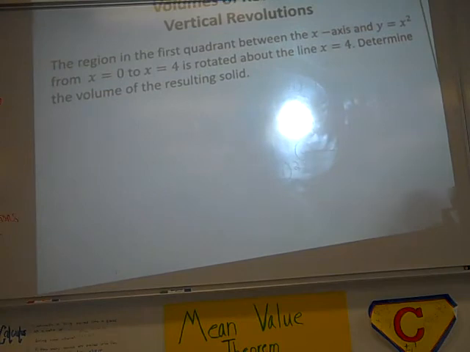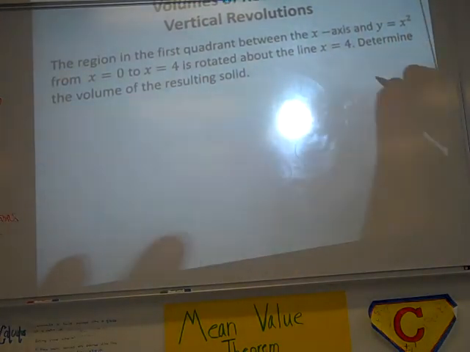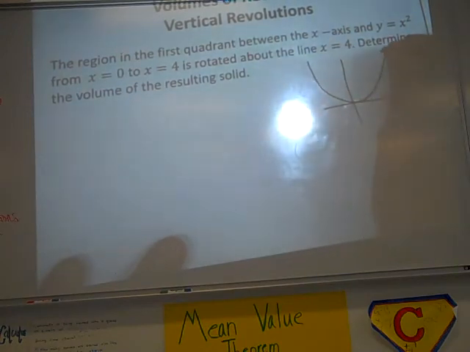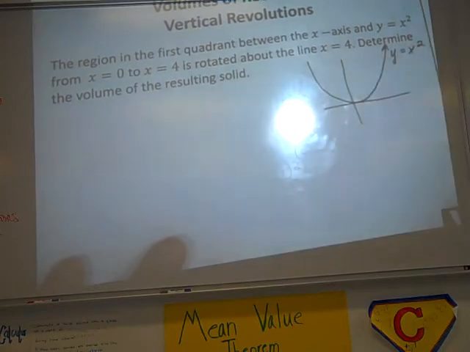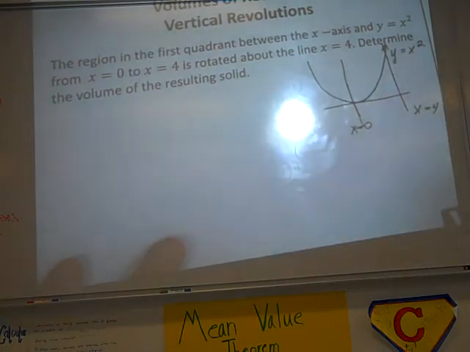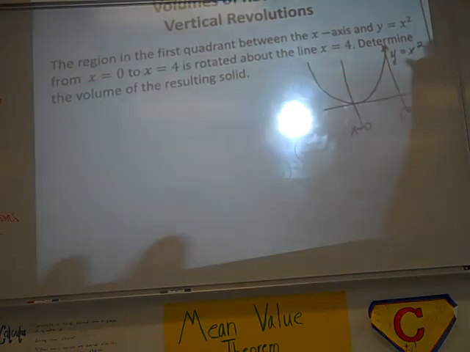All right, let's keep going here. New problem. The region in the first quadrant bounded by, oh, I didn't even give you the graph this time, by the x-axis and y equals x squared. So let's see, y equals x squared I know is a parabola. There we are. From x equals 0 is a vertical line. X equals 4 is another vertical line. Now we're rotating about the line x equals 4. Another example of a vertical rotation.